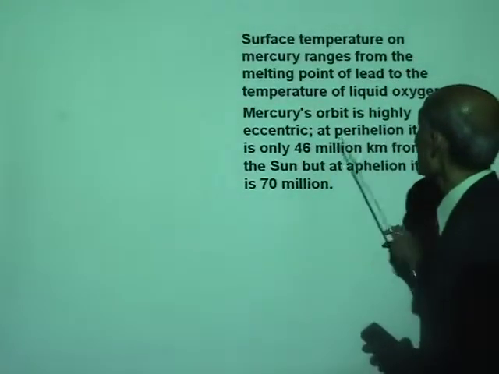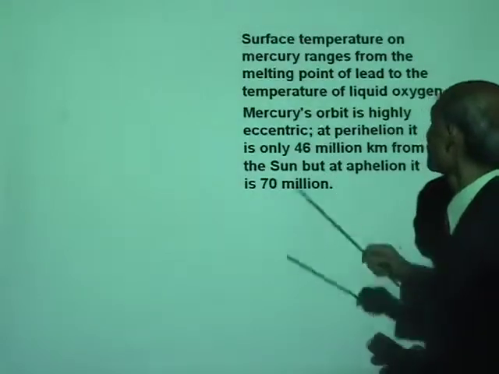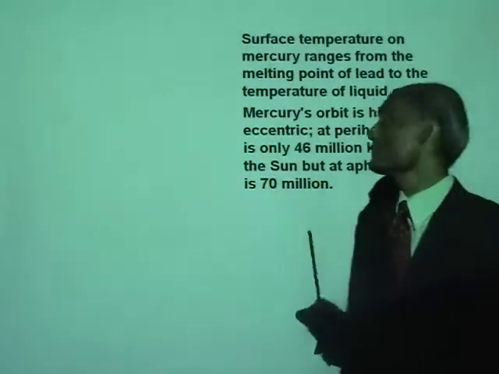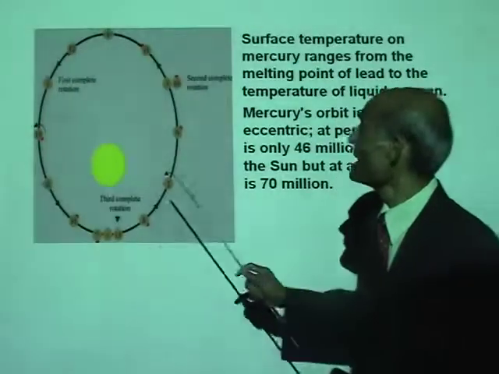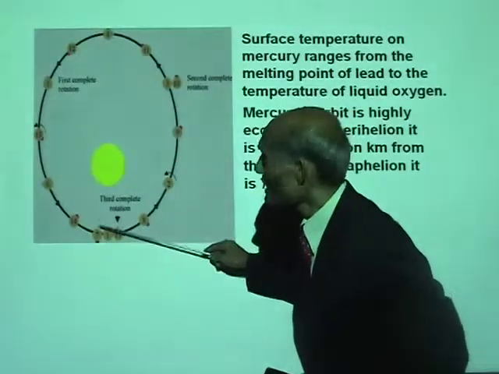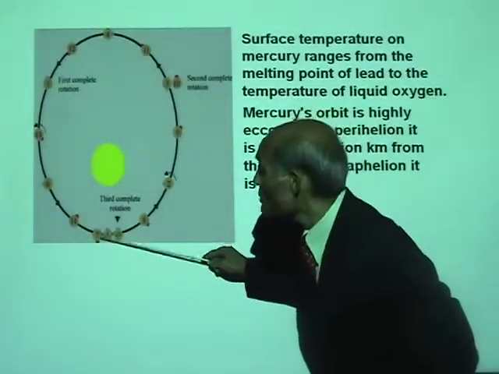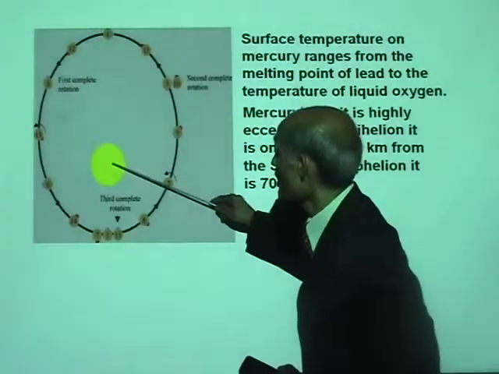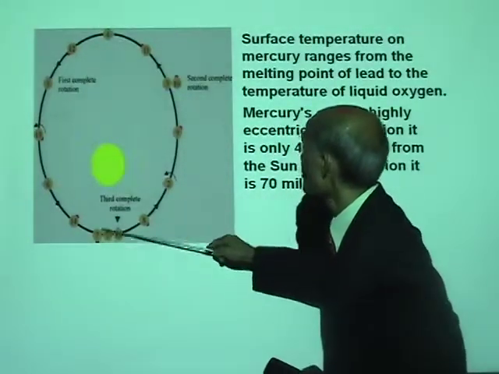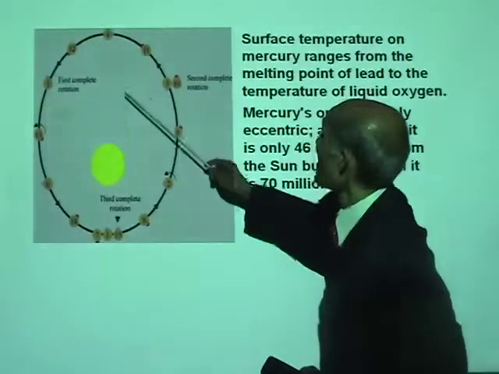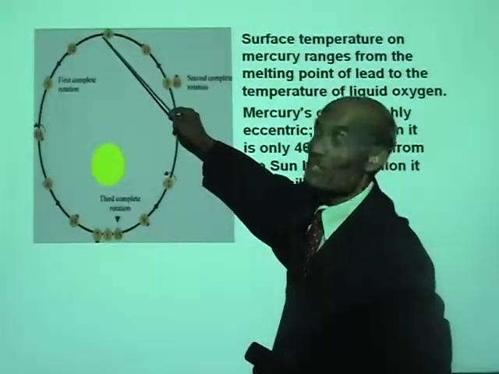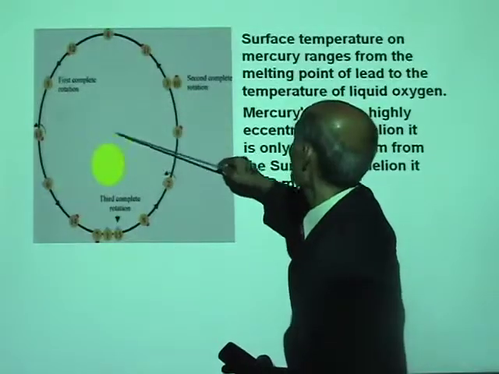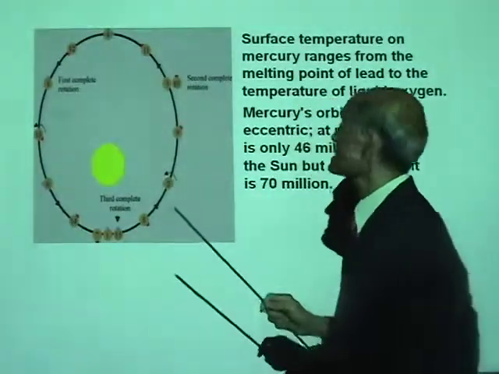And at perihelion, it's only 46 million kilometers from the Earth. What is perihelion? Perihelion is the nearest approach. So when Mercury is here, that is perihelion, and that distance is 46 million. And aphelion is when it is farther out, and that distance is about 70 million.